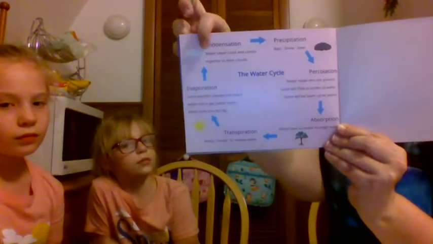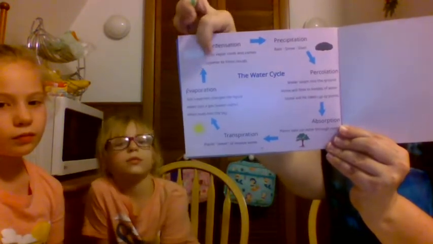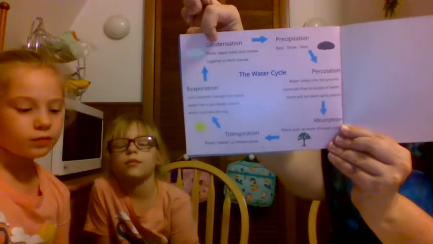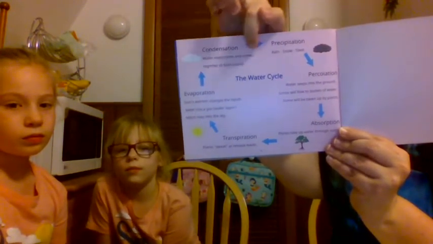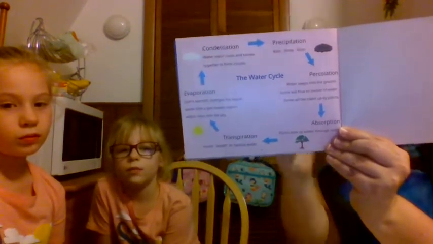And all those water droplets collect and join up together to make clouds. And that's called condensation. And then once the cloud is full, it rains again. So that's the water cycle. Yes, and it goes over and over and over again.